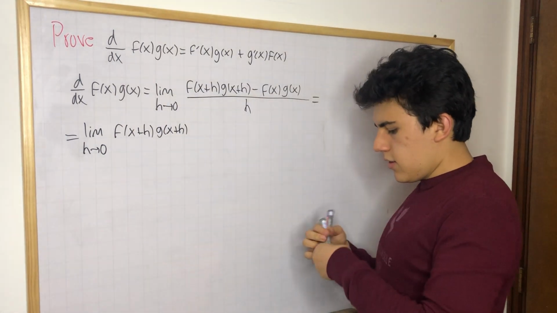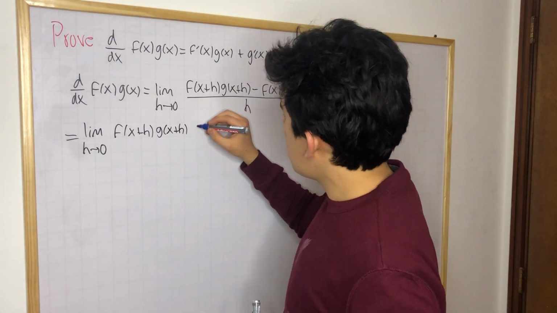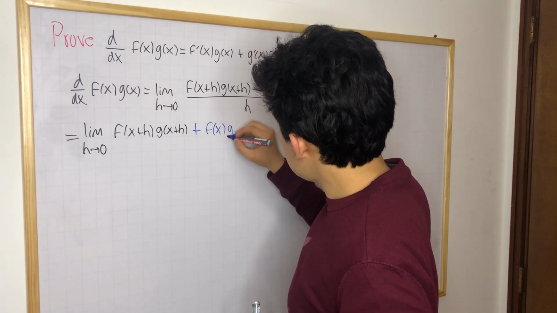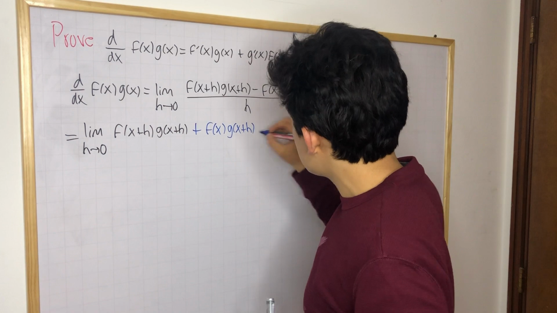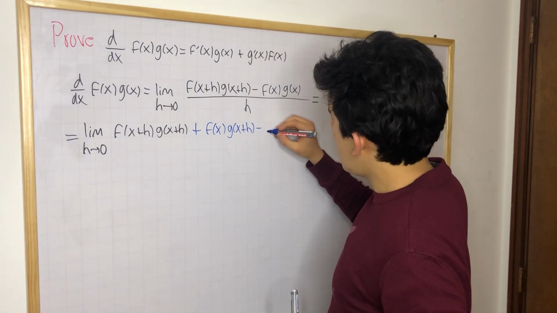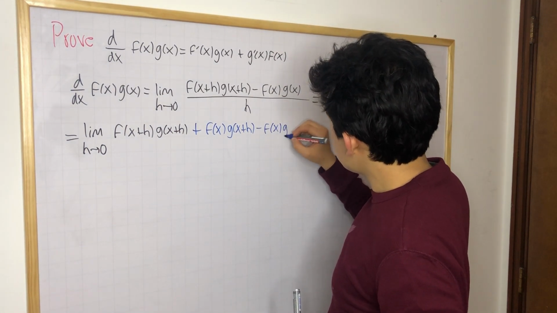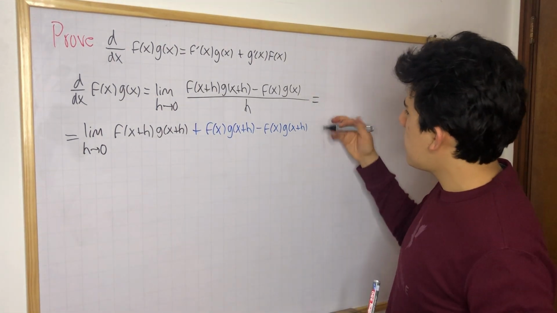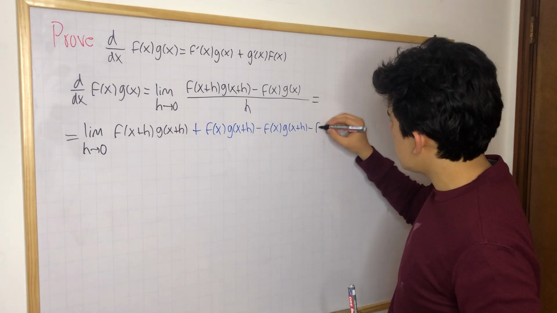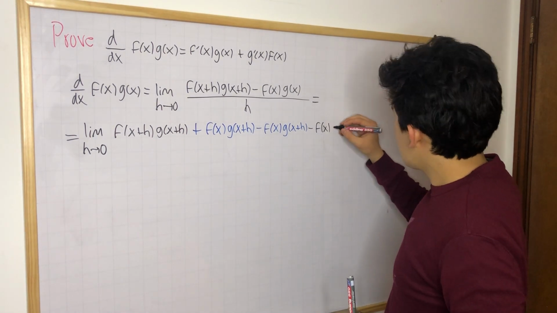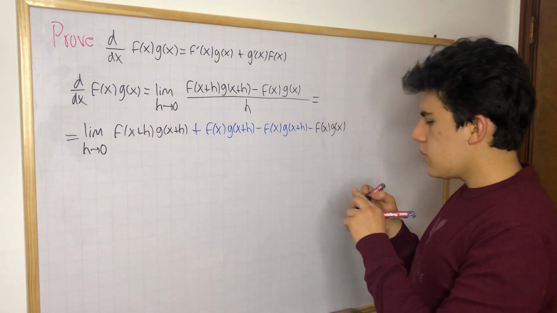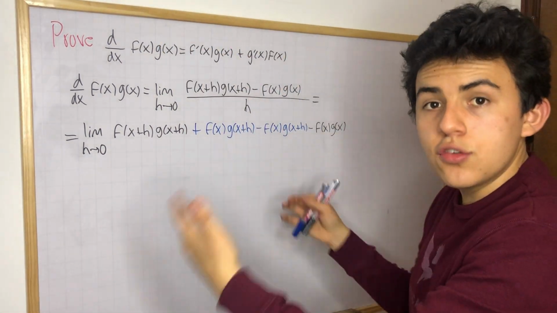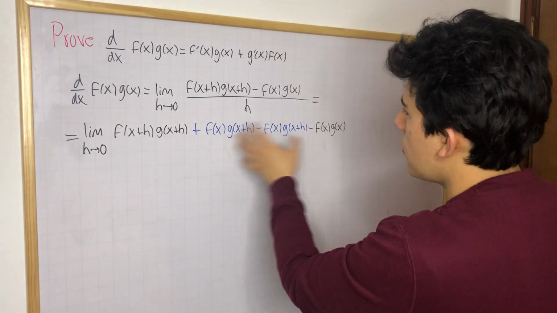And now I'm going to write something new. I'm going to say that we have plus f of x times g of x plus h minus f of x times g of x plus h, okay? And now we want to write the same thing, the other black term that we have, the other term in black. So this is going to be this, okay? Now, what just happened? You might be wondering. Now, use the colors to guide yourselves through what just happened.